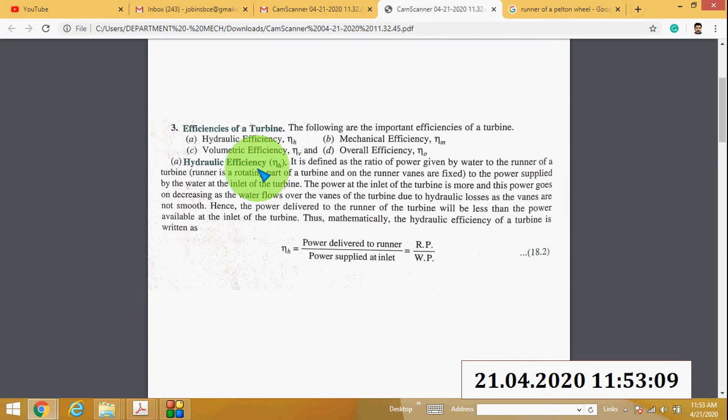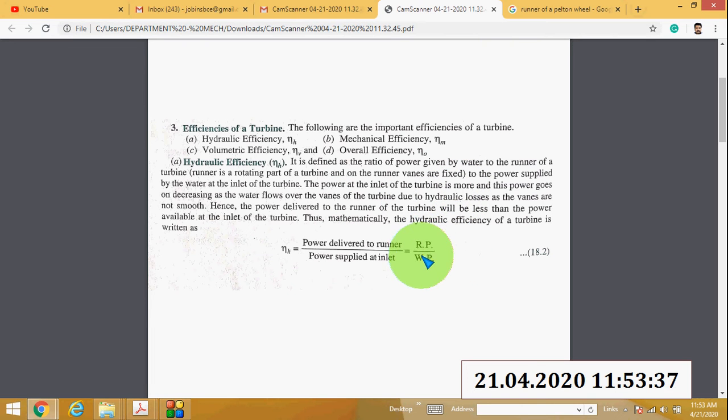Once again, hydraulic efficiency is defined as the ratio of power given by water to the runner to the power supplied by the water at the inlet of the turbine. Here, which power is more, runner power or water power? We are supplying water power, and because of some losses, the runner power is actually less than the water power. The power at the inlet of the turbine is more.